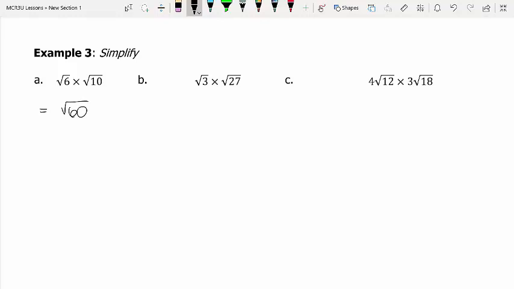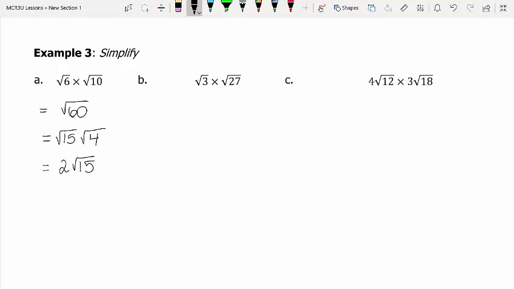And one of the reasons why we want to do that is because we can't really simplify these any further, right? We can't break those down into factors where 1 is a perfect square. So now that we have root 60, there's more of a chance of us breaking down that root 60 into factors where one of the factors is a perfect square, right? Because we can divide that into root 15 times root 4, and now 4 is a perfect square, so we end up with 2 root 15.